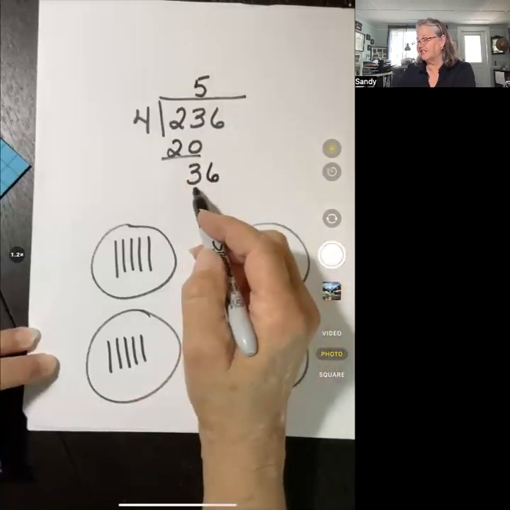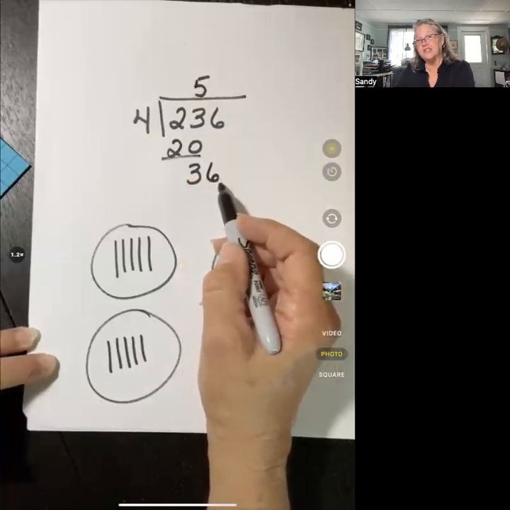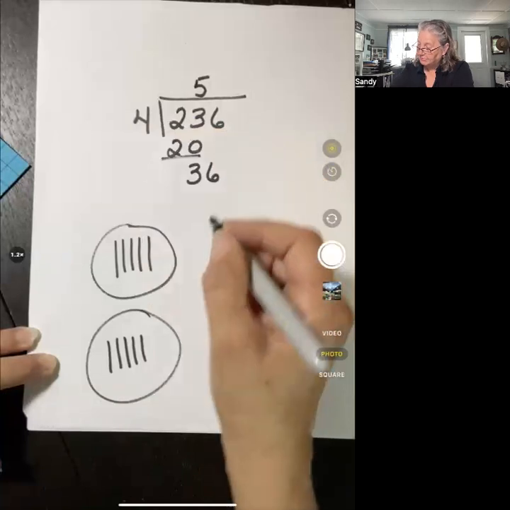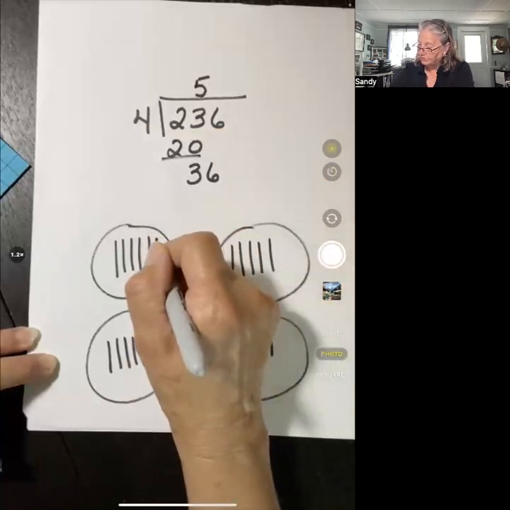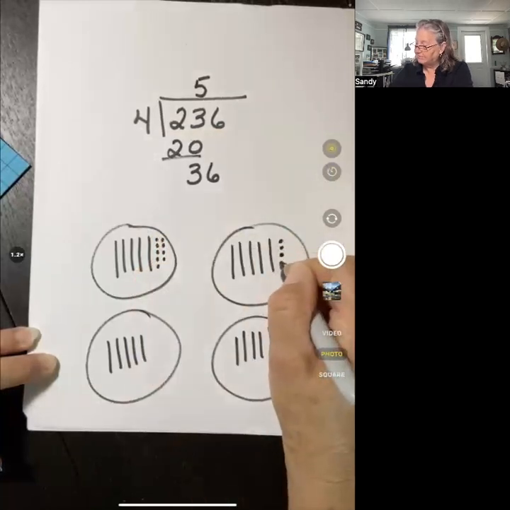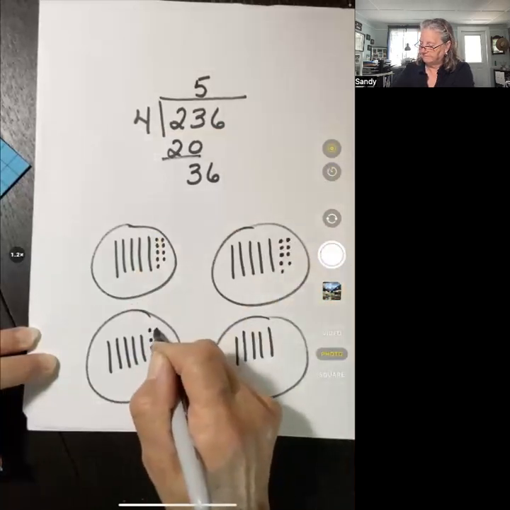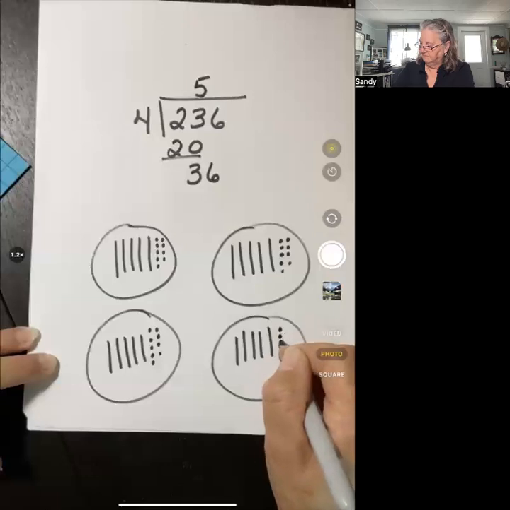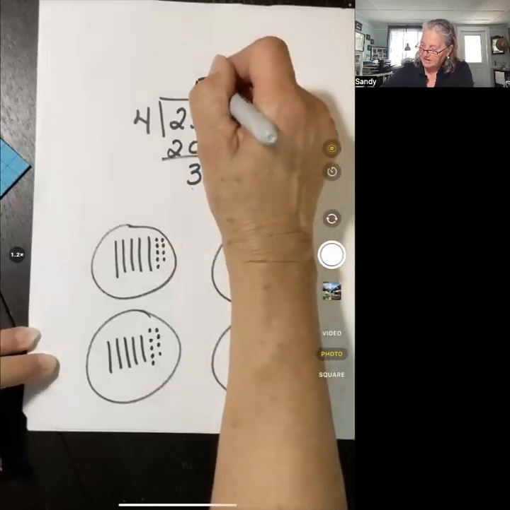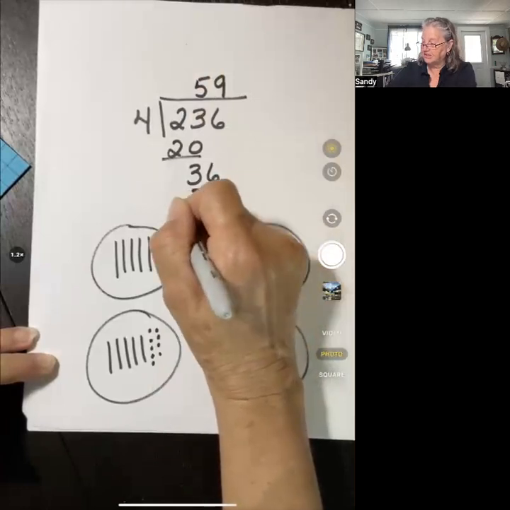So I can think of this as 3 tens and 6 ones, or I could think of it as 36 ones in an equivalent way. Well, if I have 36 ones and I'm going to separate them into the 4 equal groups, right? I'm going to end up getting 9 in each group. So if I put 9 in each group, 9 ones in each group, I will have used up all 36 ones.